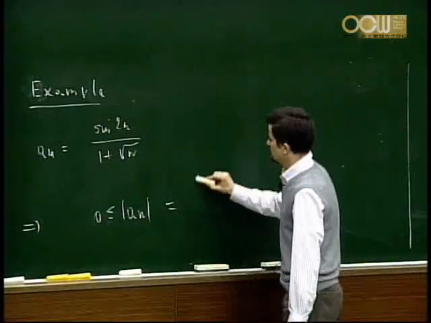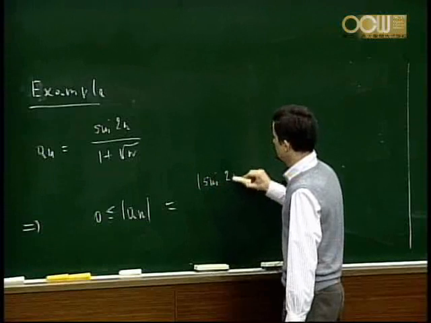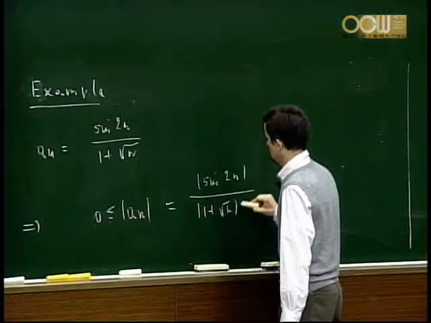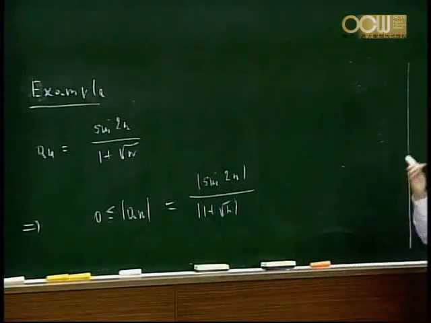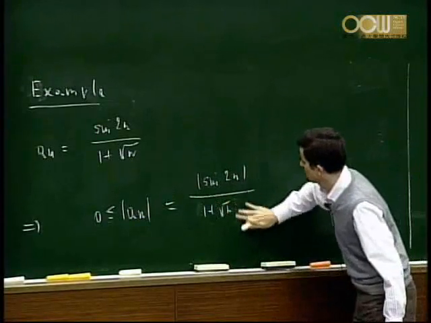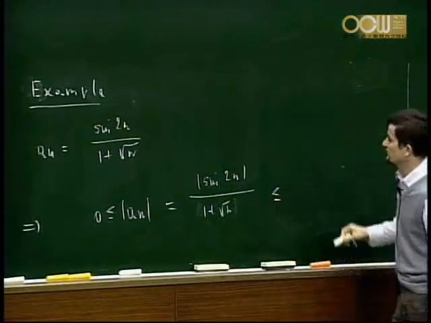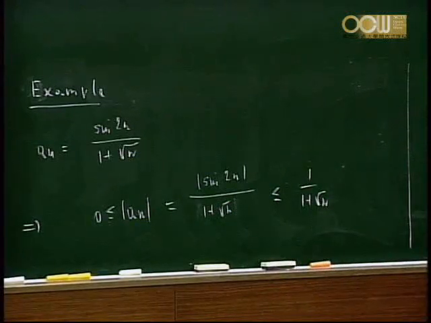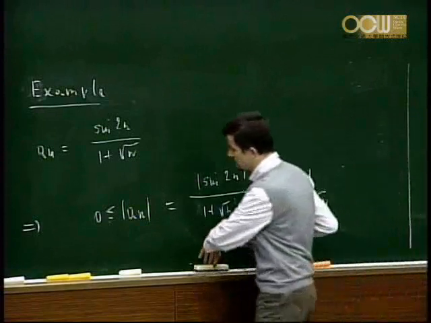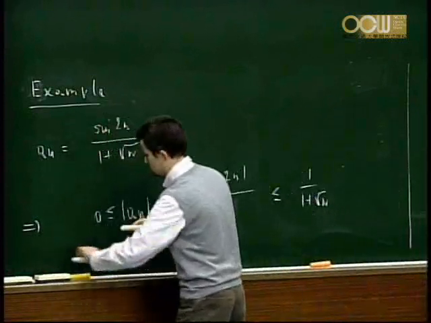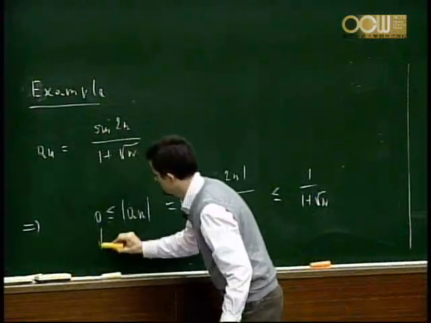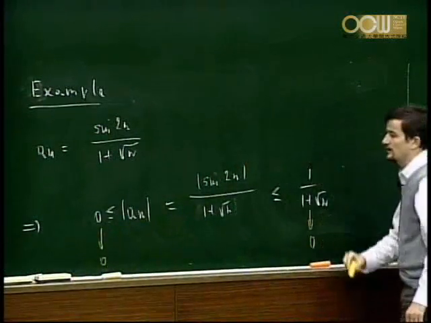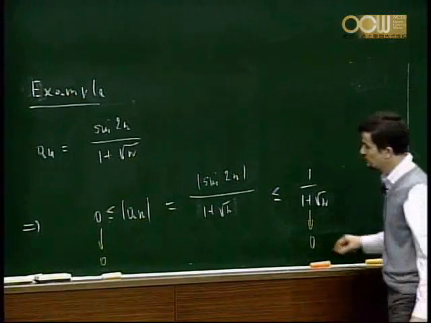And if we plug it into the sequence, actually here we can forget about the absolute value. Then you see we can use the estimate smaller or equal than 1 over 1 plus square root of n. Now, since as n tends to infinity, this will tend to 0, this here will tend to 0 as well. Okay, so we can use the squeezing theorem.